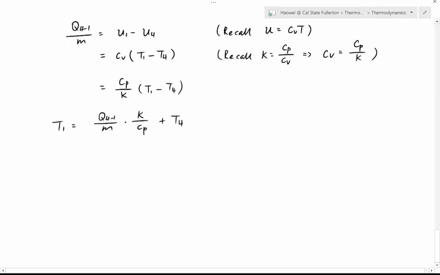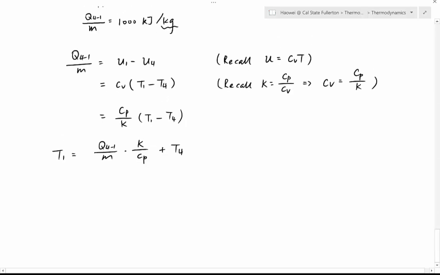Let's take a look if we have everything in the right-hand side. First of all, Q421 per unit mass. This one, first term in the right-hand side, it's given. It's 1000 kilojoule per kilogram. Next one, K, given 1.4. Cp, given. T4, I don't have T4 yet. So if we can find T4, then T1 will be solved.